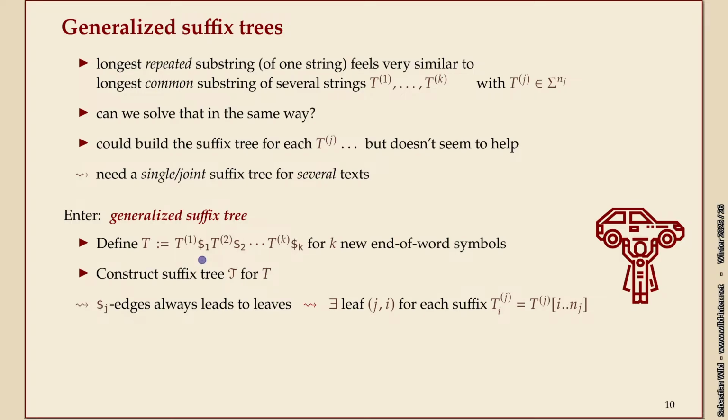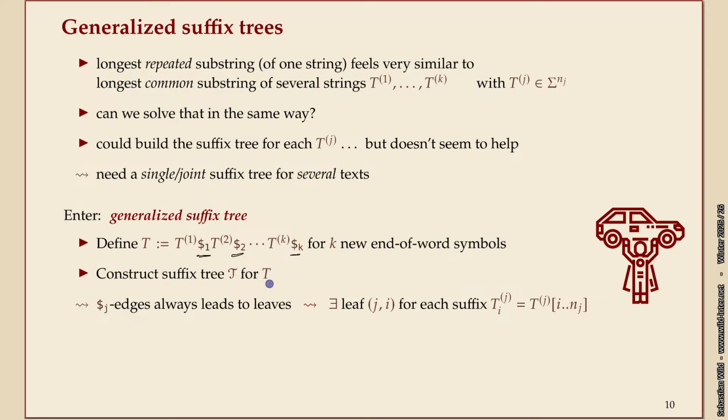So we put these extra end of string markers, they're indexed so that they're all different between the different texts. The order doesn't matter, it's arbitrary. So we build one long text by concatenating all the texts and separating them with a unique symbol. And then for that, we build the suffix tree.